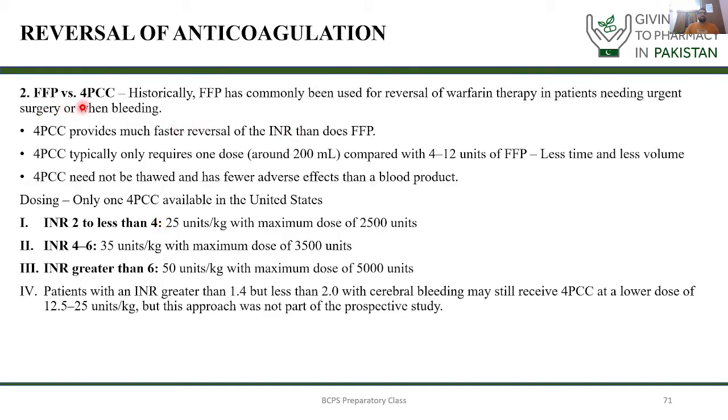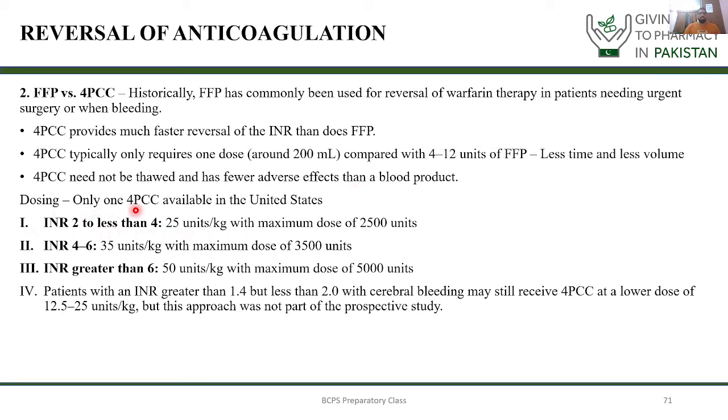Fresh frozen plasma and 4 factor prothrombin complex concentrate are also used for the reversal of anticoagulation. The comparison between them is that 4 PCC provides faster reversal as compared to FFP. Similarly, we need fewer units of 4 PCC as compared to FFP, and it does not need to thaw, but for fresh frozen plasma we have to thaw it and normalize the temperature before using it.